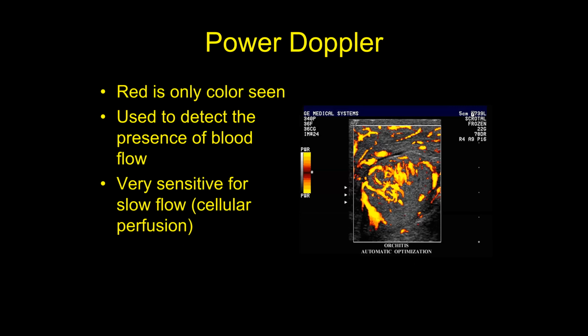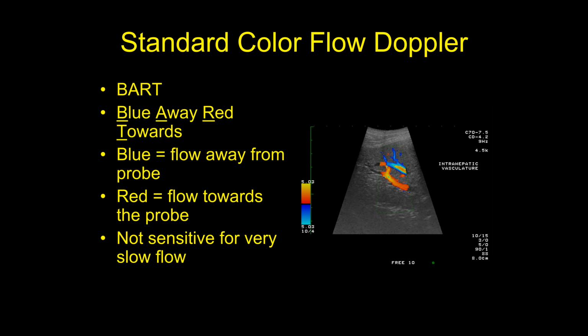Okay. On the other hand, the other type of Doppler is called power Doppler. We did say a minute ago that if you look at standard color flow Doppler like this, what is that Doppler signal most dependent on? The answer to that would be the velocity of flow.